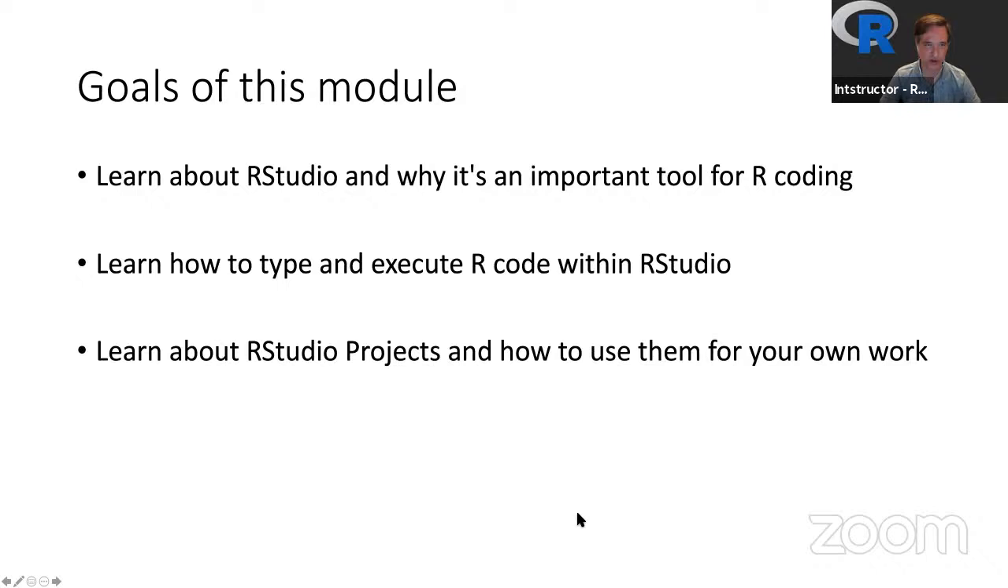So what we're going to do is we're going to learn about what RStudio is and why it's important. We're going to learn how to type and execute our code. And then we're also going to learn about this idea of RStudio projects. This won't be a main topic for us in this workshop, but this is going to be important for when you go off after the workshop to start doing your own work. I'm going to highly suggest that you use this organizational structure known as an RStudio project. And I'll show you how to make and interact with those.